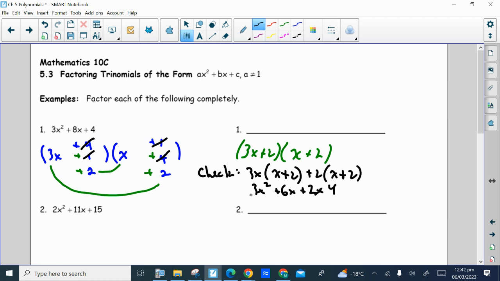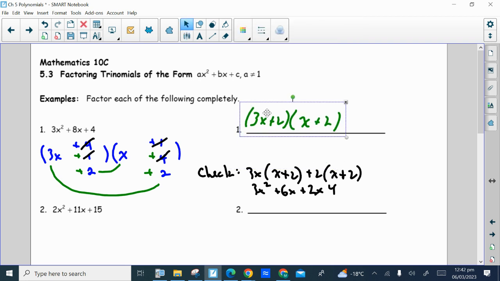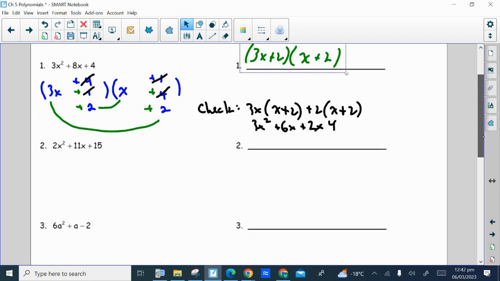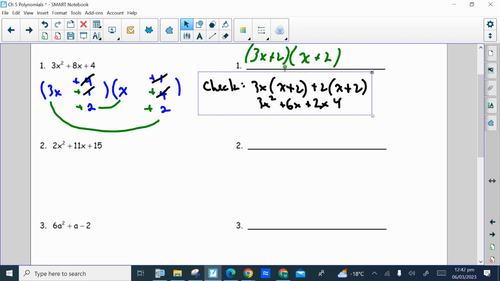So you've got the right first term, the 3x squared. You got the right last term, the plus 4. When you add 6x and 2x together, that gives you your 8x in the middle. So we have just shown that the factors are correct. We've just shown that. Okay? You should never get these wrong because you can always check by multiplying them out.